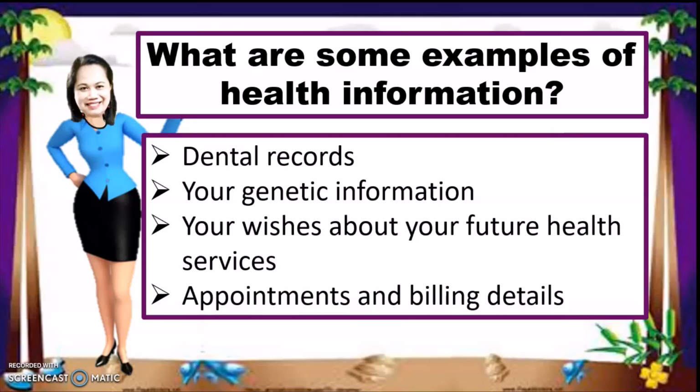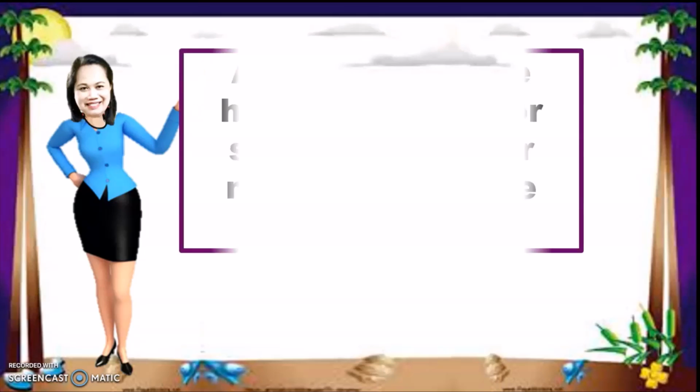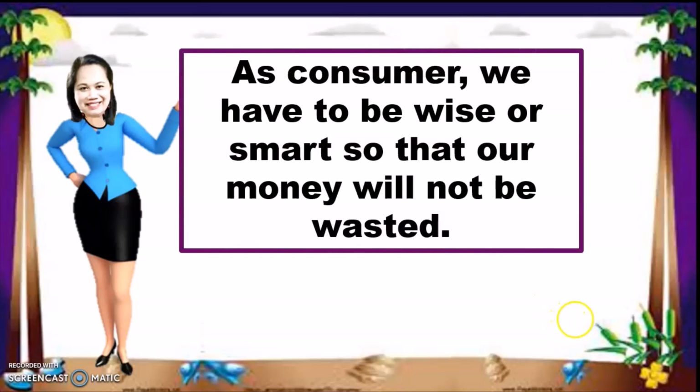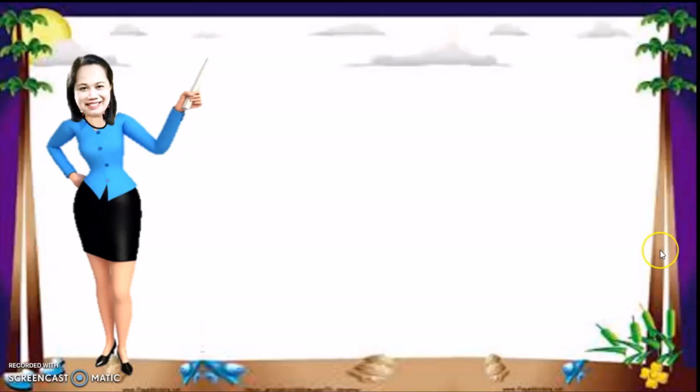Okay, next one is the appointment and billing details. What are the billing details that you have, or the bills that you have in that hospital? So those are the health information. As consumers, we have to be wise or smart so that our money will not be wasted. If you buy something that you do not need, then you waste your money.